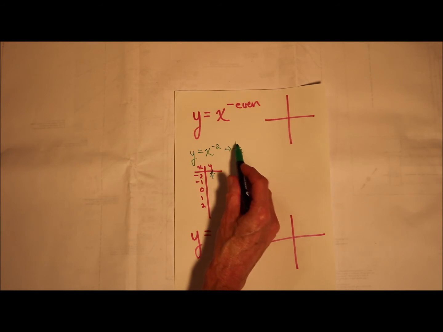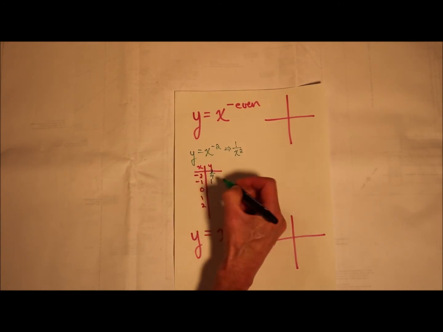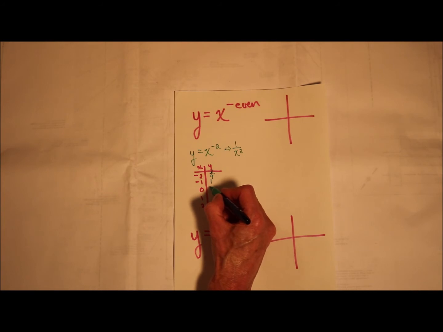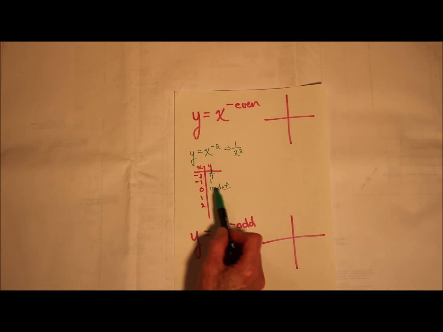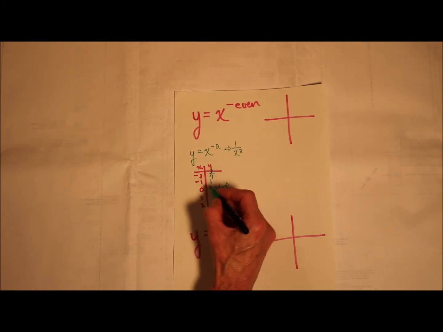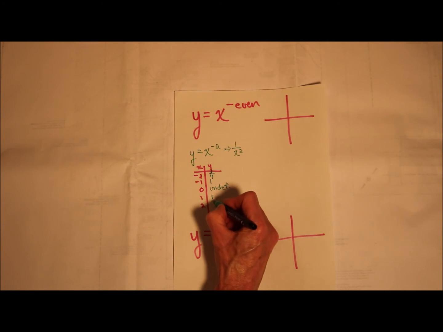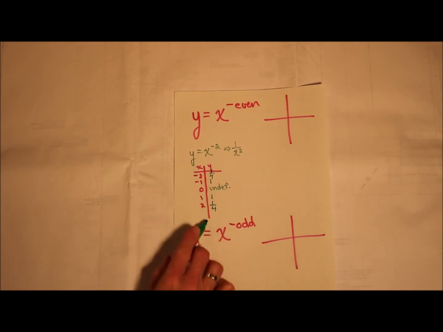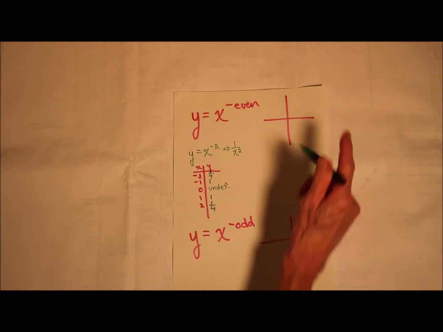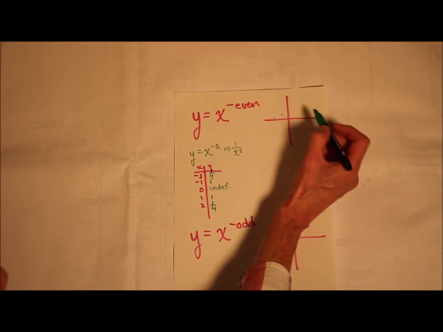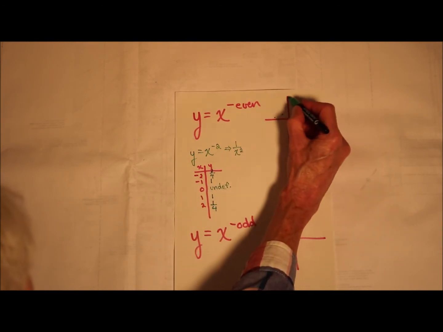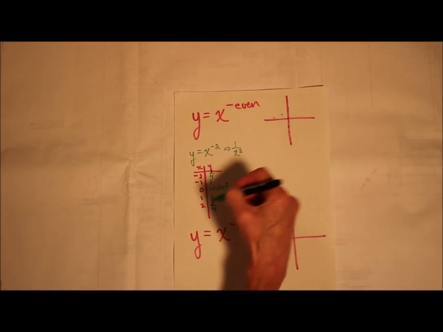Negative 1, that's going to be 1 over negative 1 squared. That's 1. 0, 1 divided by 0. Hold on. We can't divide by 0. That's impossible. That's undefined. So clearly, 0 is not going to be in my domain. Let's plug in a 1. 1 over 1 squared is 1. Plug in a 2. Okay, so right away I'm seeing some symmetry here. I can start to plot these points. Negative 2, 1/4, negative 1, 1. I know that's undefined. I'm going to have a vertical asymptote there.